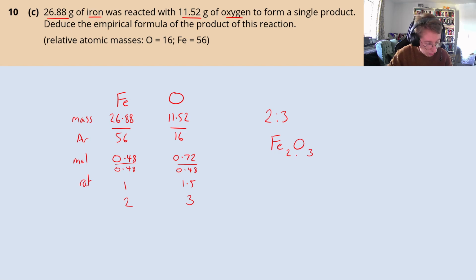Once again, for the 3 marks for this question, you'll get 1 mark for the number of moles for both substances. You'll get 1 mark for the 2 to 3 ratio, and then the 3rd mark for getting Fe2O3.